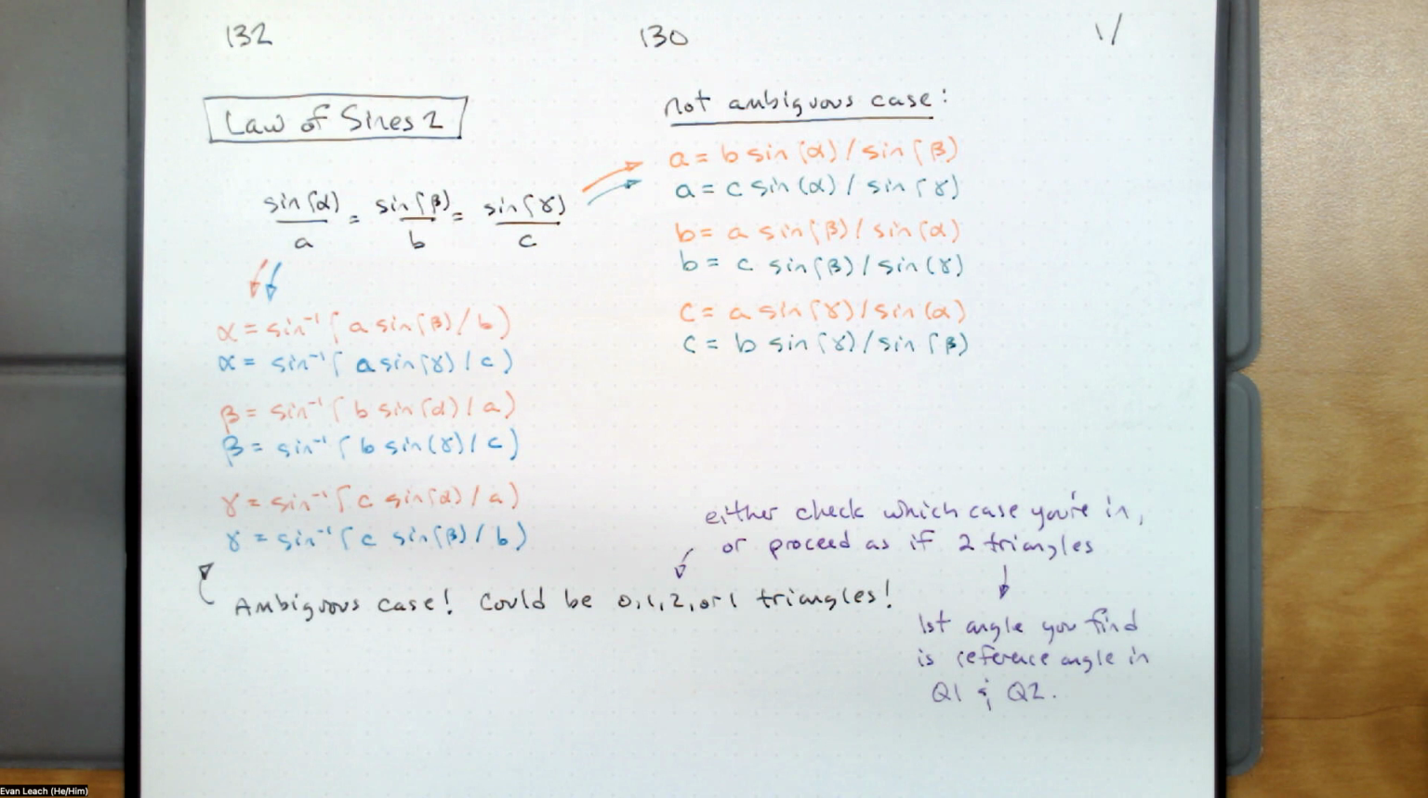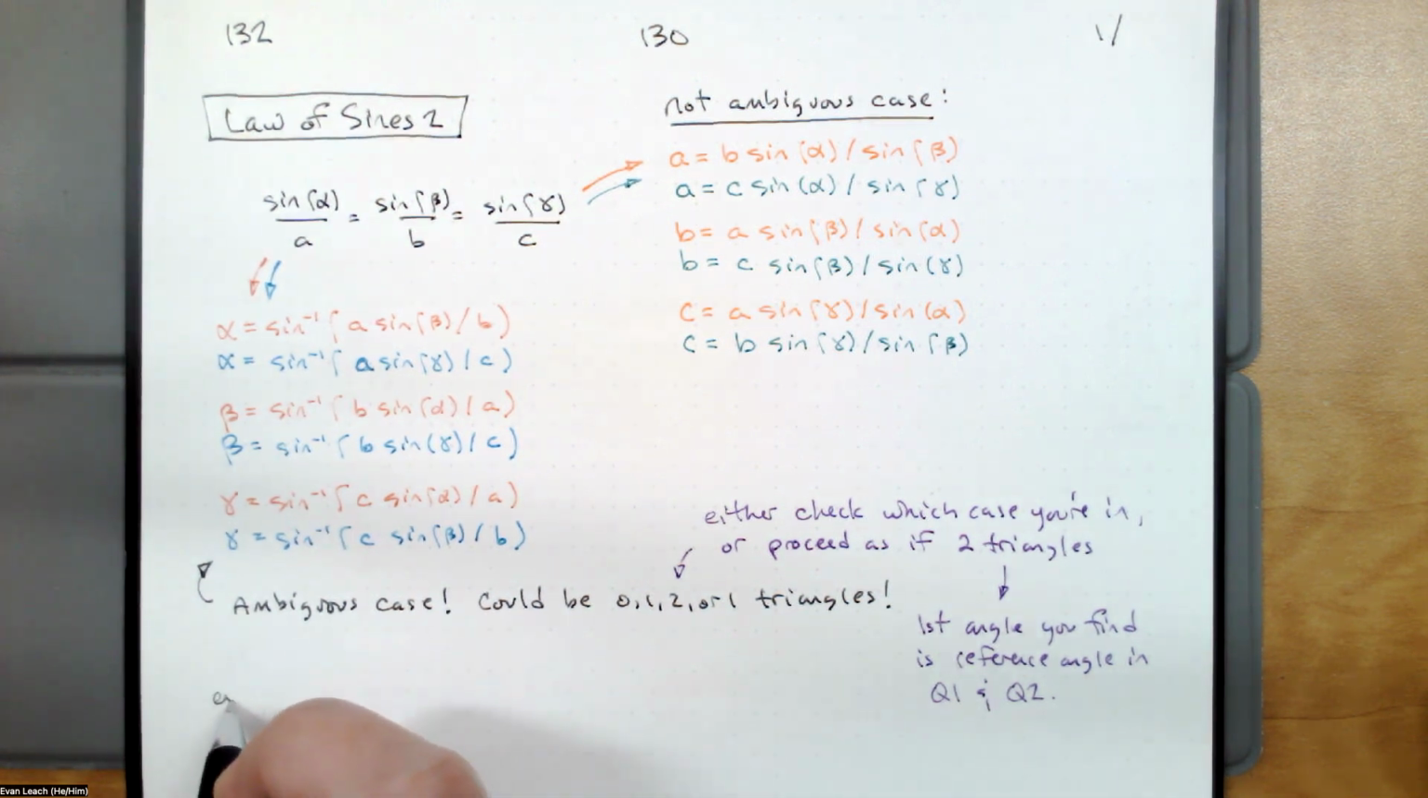In the ambiguous case of the law of sines, we can either calculate how many triangles we're going to have, or we could just proceed as if there are two triangles by taking the first angle that we find and using it as a reference angle in quadrant 1 or quadrant 2. Let's see what that looks like. Let us do an example.